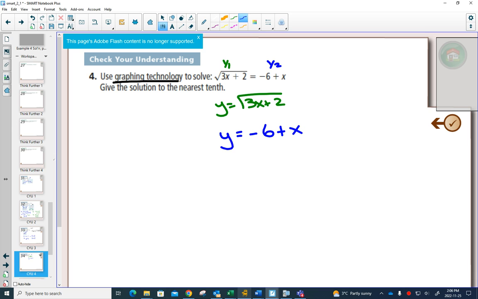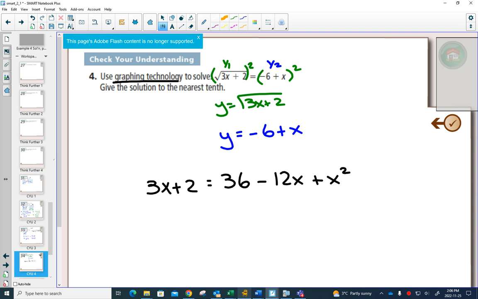So I'm going to review how you solved square root equations in grade 11, because it's a good review. First, you got rid of the square root. Algebraically, how do you get rid of a square root? Square. So I'm going to square this side and square this side. If I square the left side, I just get 3x plus 2. If I square negative 6 plus x, I have to FOIL it out. I will get 36 minus 12x plus x squared.